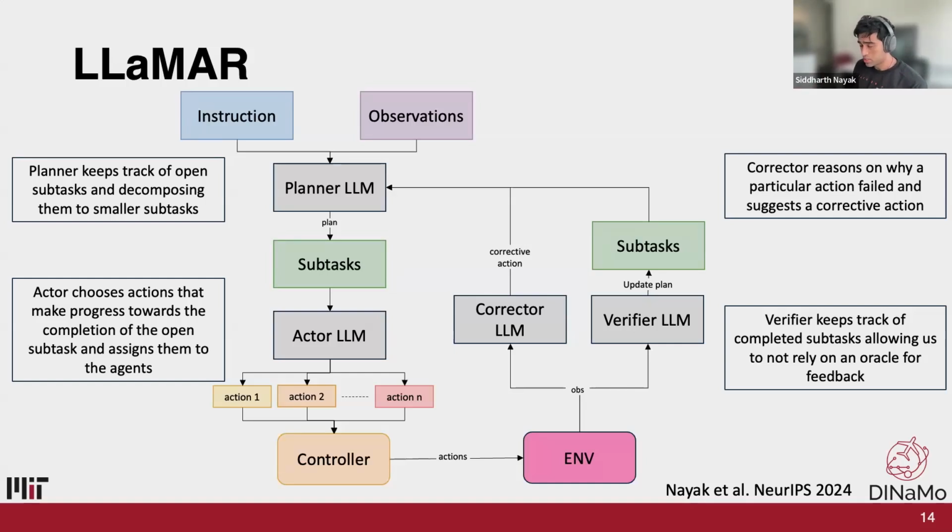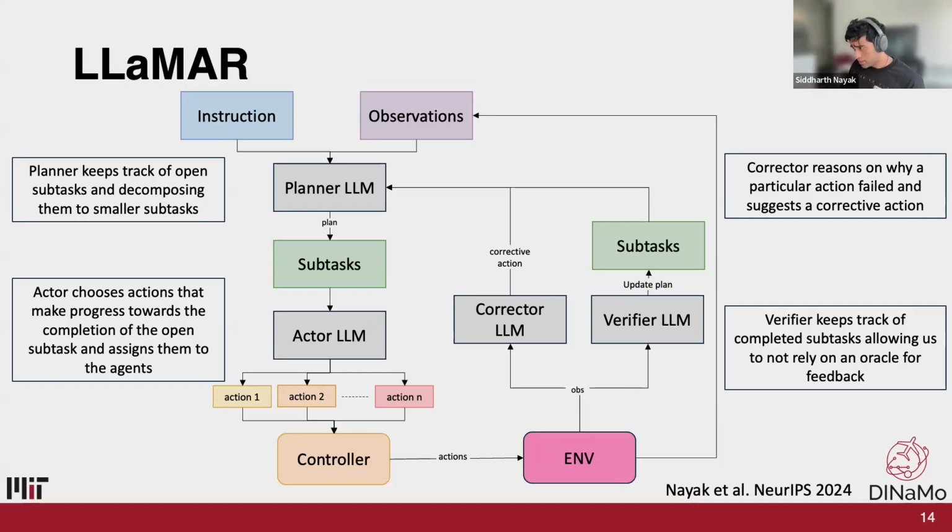All that the character model is doing is basically reasoning on what went wrong, and it suggests a corrective action. A thing to note here is that this corrective action is not immediately executed in the environment, but it's fed as feedback for the actual language model and the planner at the next step, so that it can make a course correction to make sure that the action is actually executed.